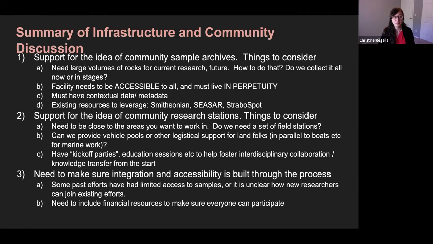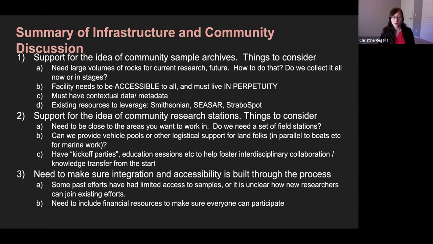One thing that kept coming up is that if we have a sample archive, we need large volumes of rock, both for current research and future research. And so how do we do that? It's time and resource intensive, and we need people and resources and facilities to manage that.